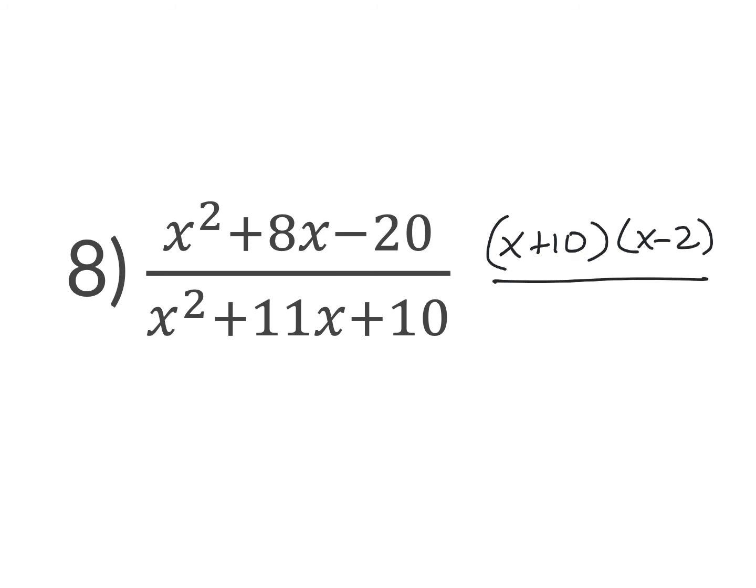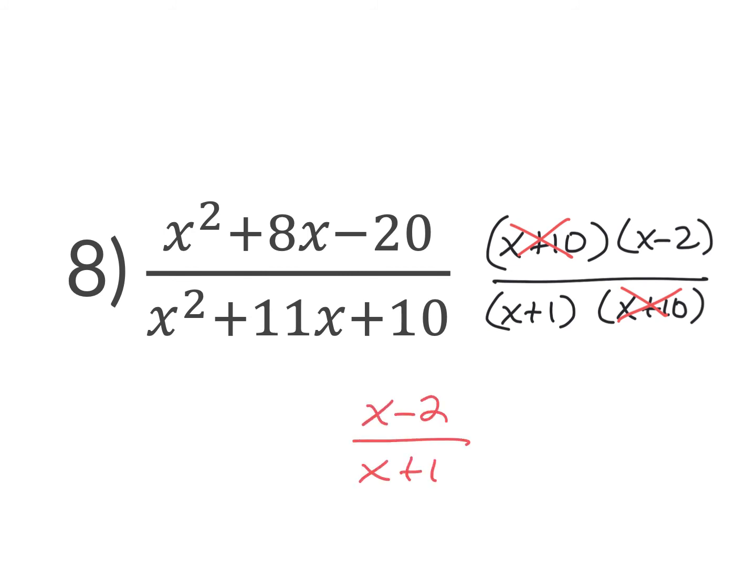Then I'm going to do the same thing for the denominator. Factors of 10 that give me 11. Don't forget about the obvious, the 1 times 10, because those are the two factors I need. So x plus 1, x plus 10. Again, it doesn't matter the order you're putting them in. If you want them lined up so it's easier to cancel, you could have put the x plus 10 first. But again, I'm looking for something to cancel top with a bottom. I don't cancel side to side. So the x plus 10s are gone. And then I'm just left with x minus 2 over x plus 1.